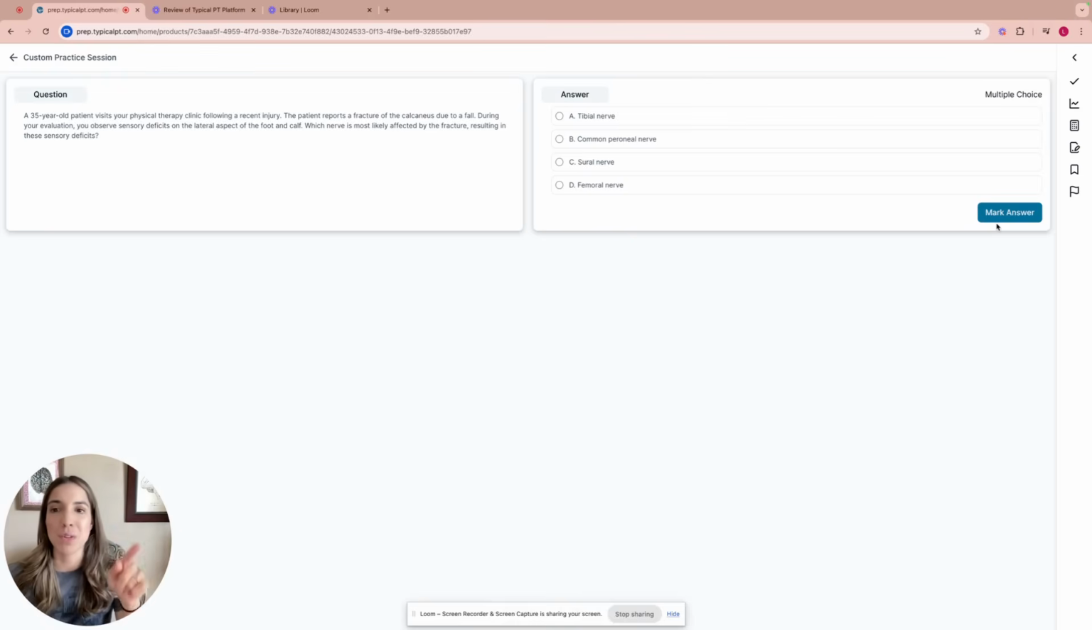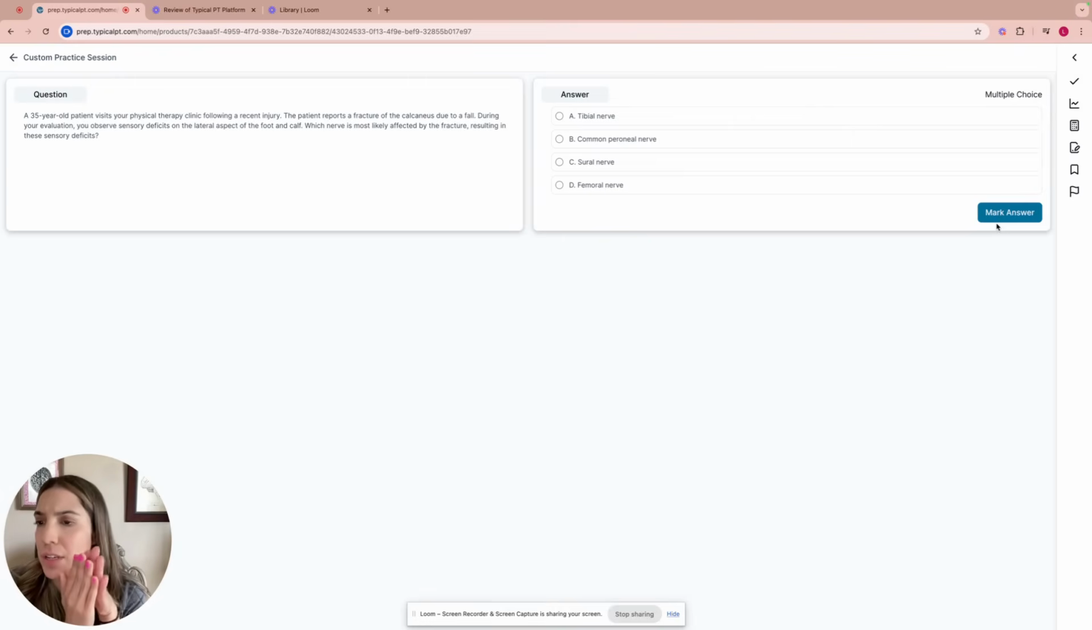Which nerve is most likely affected by the fracture, resulting in these sensory deficits? Okay, so let's take a look at the answer choices. So we have tibial nerve, we have common peroneal nerve, we have sural nerve, and we have femoral nerve. Okay, so if you take a look at these answer choices, can you start crossing out the ones that you're not too sure? Because I think I can. So femoral nerve, I don't know if I would be too sure about the femoral nerve as the answer. I don't know if you agree with me, but let's see.